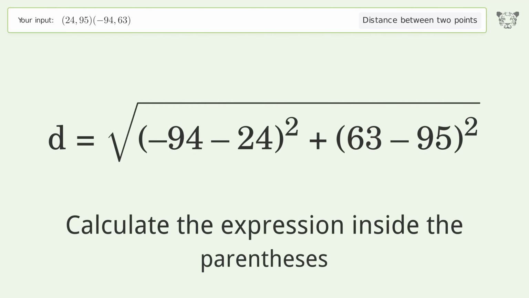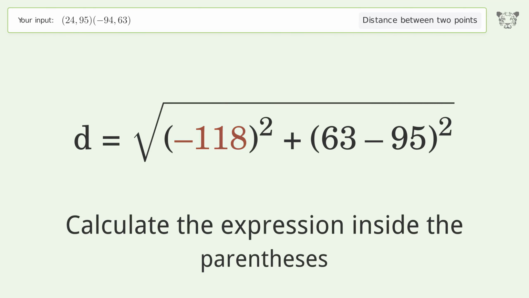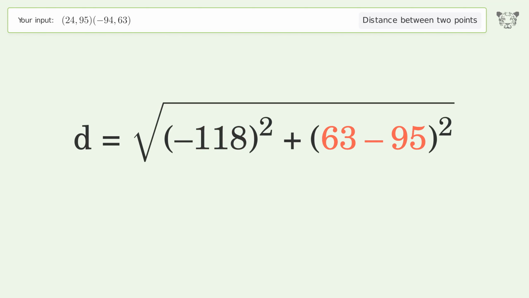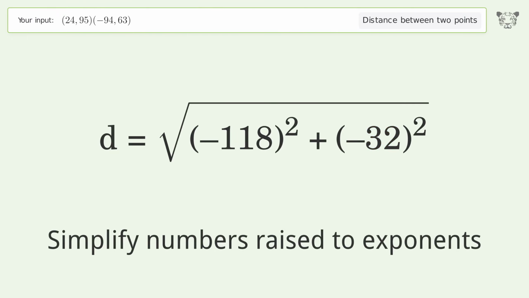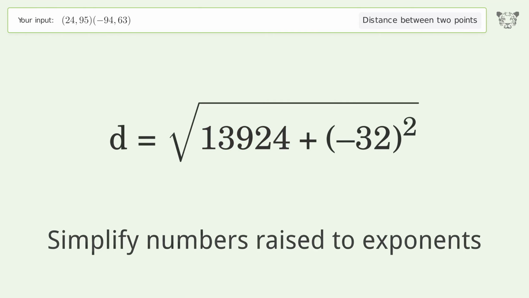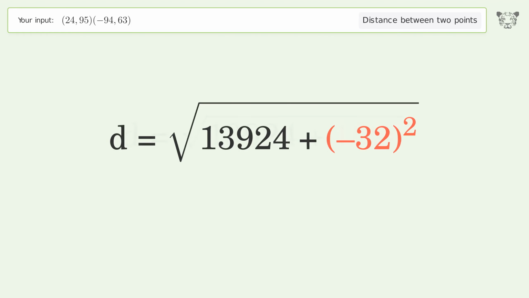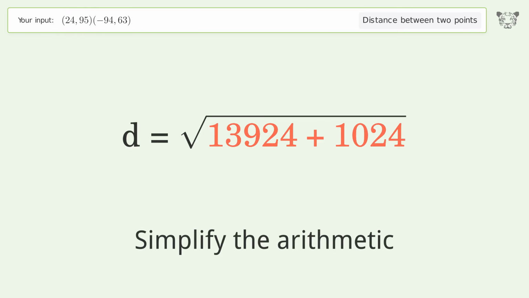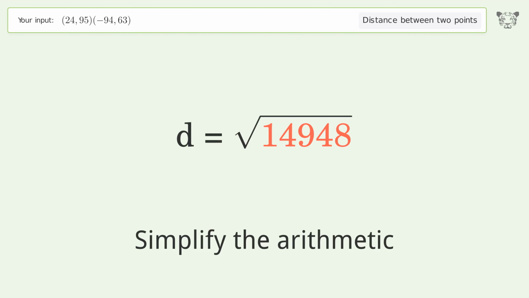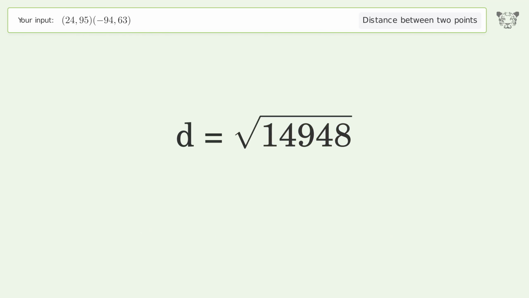Calculate the expression inside the parentheses. Simplify numbers raised to exponents. Simplify the arithmetic. And so the distance between the 2 points is the square root of 14,948, or 122.262.